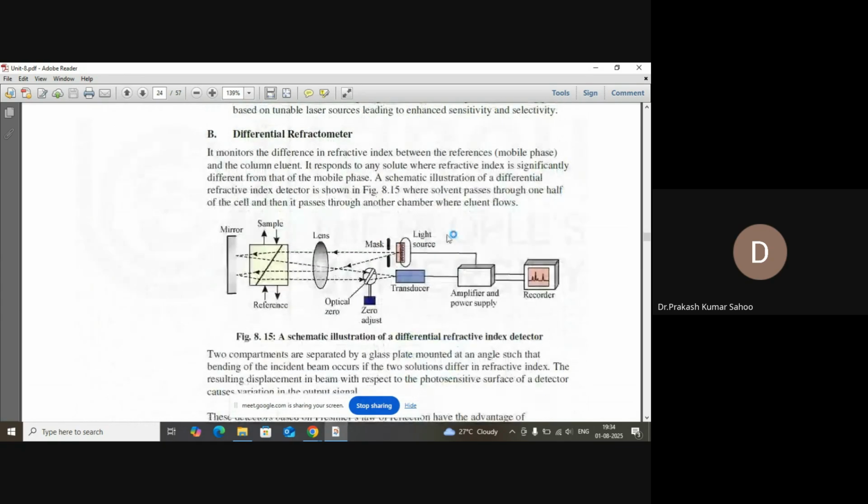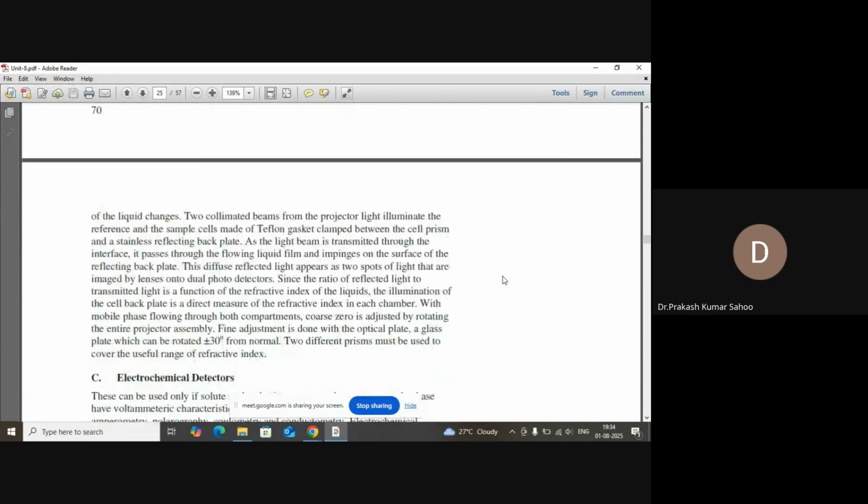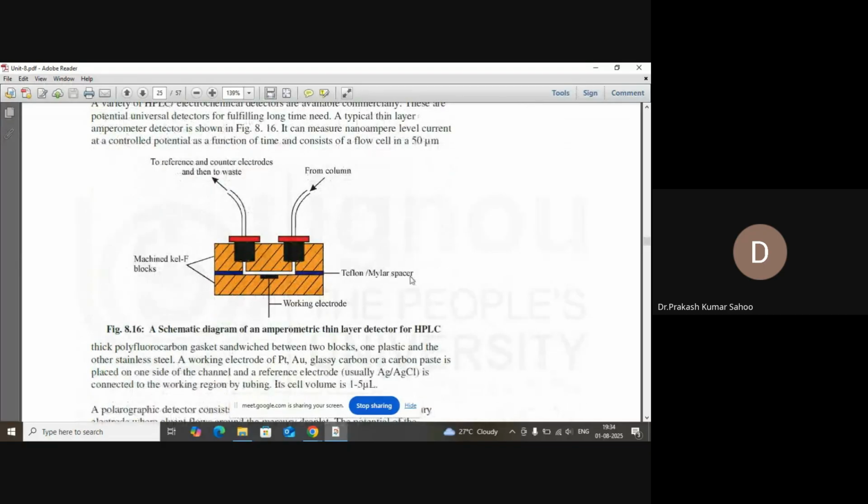Then differential refractometer. It is another refractive index between the reference and the eluent. So it is a monitor which shows the difference in refractive indexes. So this is the schematic diagram we have. Then your electrochemical detector, where we have the Teflon spacer, working electrode is this one, and the block is there.